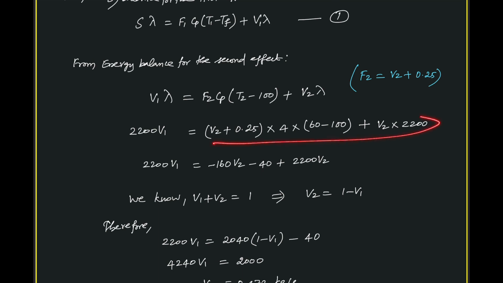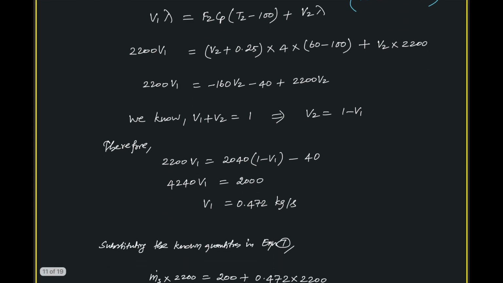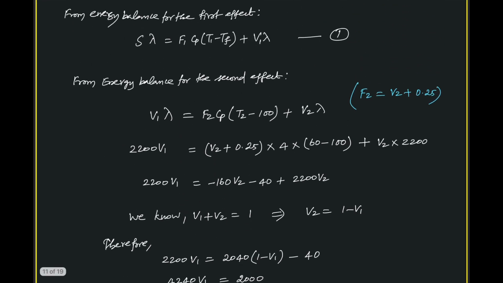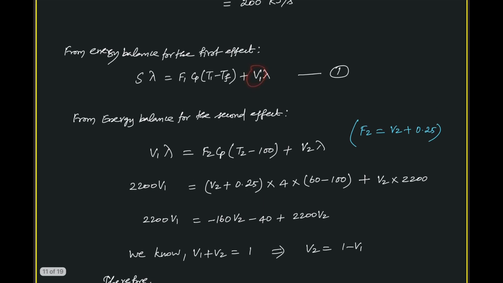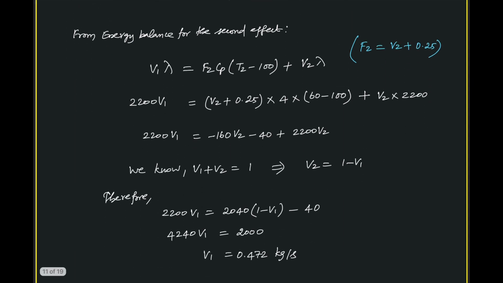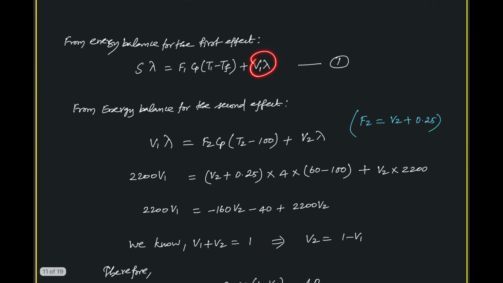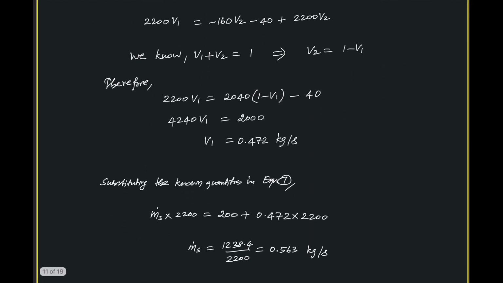So here we have everything. We can also replace this V2 using the condition V2 plus V1 equal to 1, which is already given. Using that, we are going to get this V1. Once V1 is available, we can go to equation 1, and in equation 1 everything is known except S now. F1 is already given, and V1 we have just worked out, which is 0.472, and this is 2200, here also 2200.